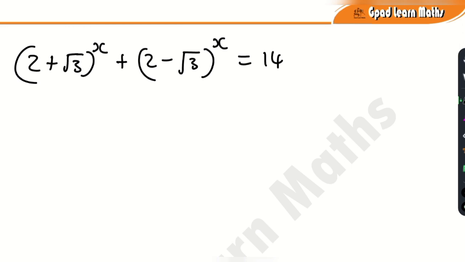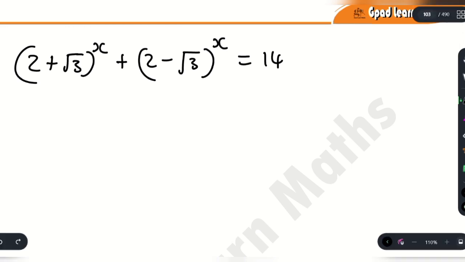Let's get started. So what we have is (2 plus root 3) all raised to x plus (2 minus root 3) all raised to x is equal to 14. Something is interesting here. What do we have? 2 plus root 3, okay? And here we have what? 2 minus root 3. Can you see that that is a result of difference of two squares?